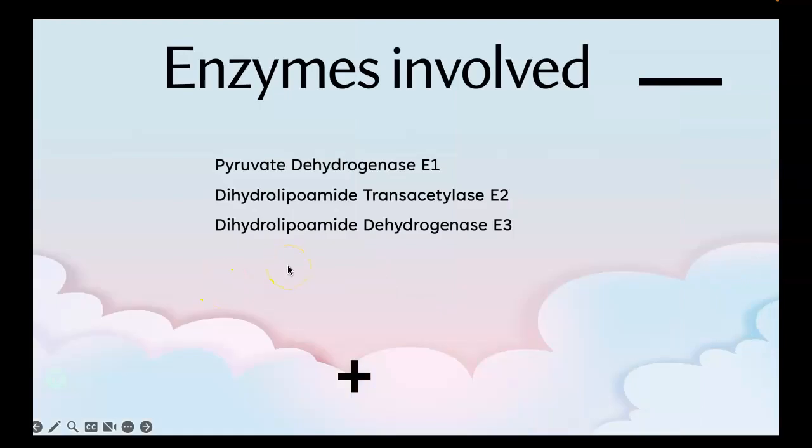The enzymes that are involved are going to be labeled E1, E2, E3, meaning enzyme 1, enzyme 2, enzyme 3. Enzyme 1 is pyruvate dehydrogenase. Enzyme 2 is dihydrolipoamide transacetylase. Enzyme 3 is dihydrolipoamide dehydrogenase.